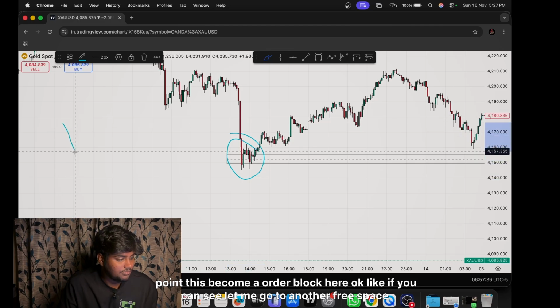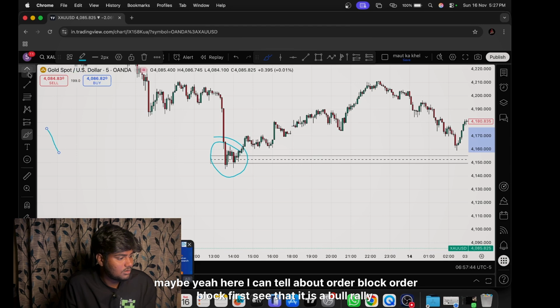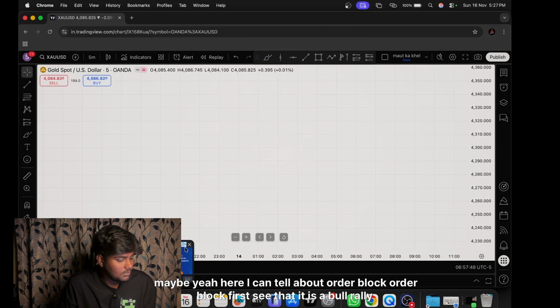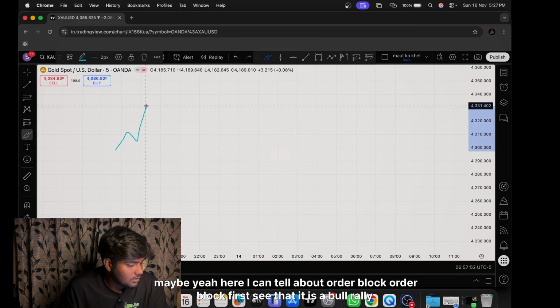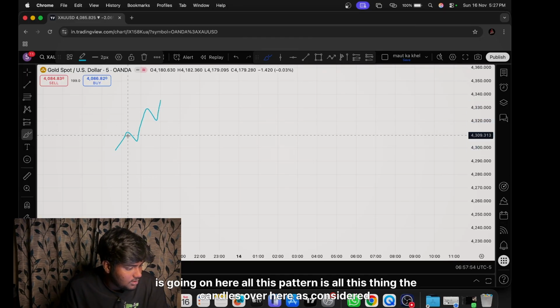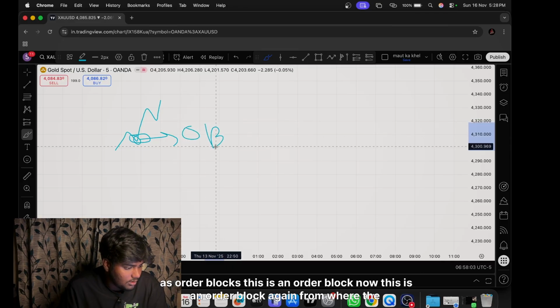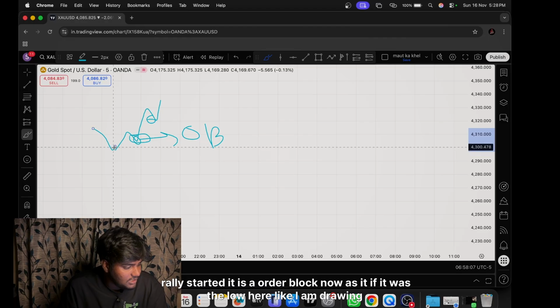Let me go to another free space maybe. Here I can tell you about order block. First, see that a bull rally is going on. All the candles over here are considered as order blocks. This is an order block. Now, this is an order block. Again, from where the rally started, it is an order block.